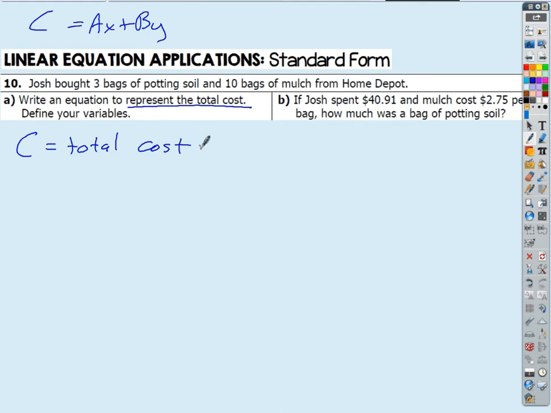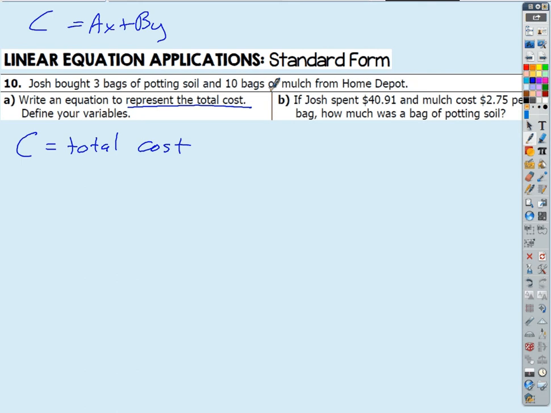Okay, now what's the information that we're given here? He's buying 3 bags of potting soil and 10 bags of mulch. In order to calculate the total cost, what other information would we need? In other words, what are the unknowns that we're trying to find? Cost per bag, right? We'd have to know how much a bag of potting soil is, so I know how much 3 bags cost, and how much a bag of mulch is, so I know how much those 10 bags cost. If I add them up, I'm going to get the total cost, right?